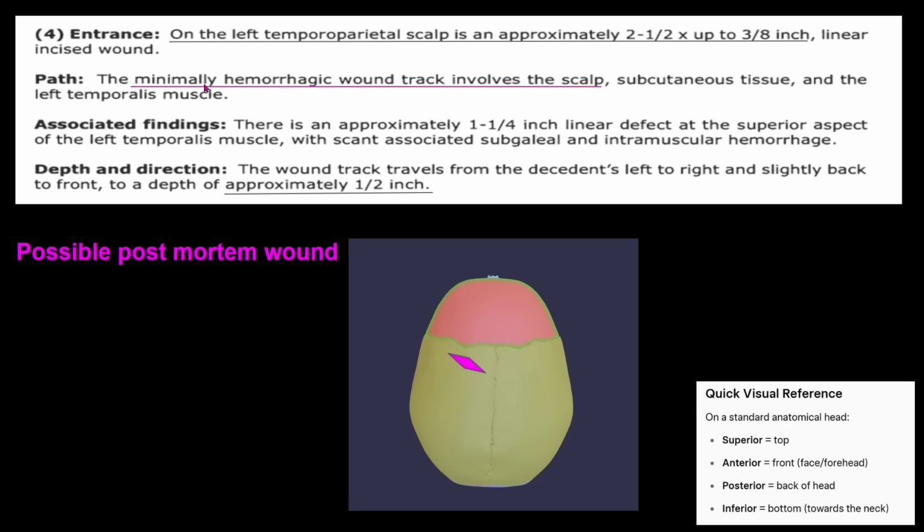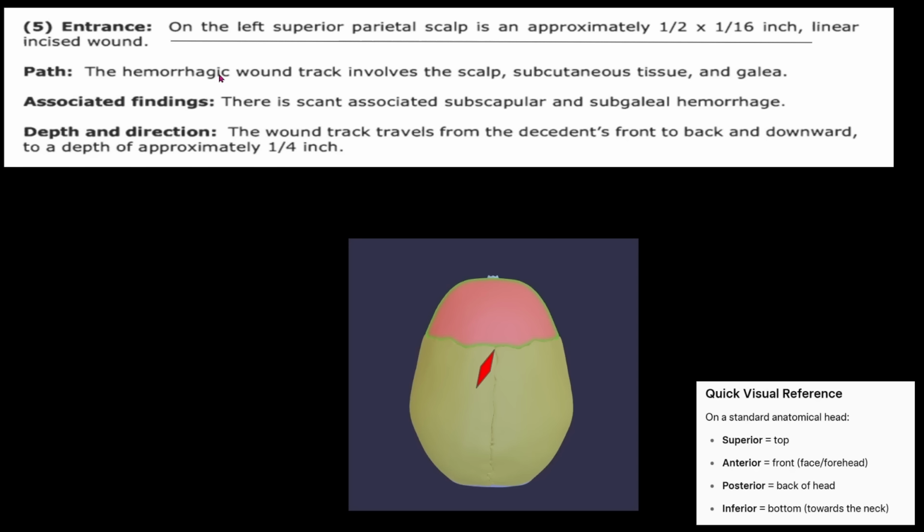As you can see, the minimally hemorrhagic wound track, when it says minimally hemorrhagic, it means it really didn't bleed, which means her heart wasn't pumping blood when this wound was made. So there's several wounds on Kaylee that I believe lead us to the conclusion that they were really doing some staging with Kaylee. On the left superior parietal scalp is approximately 1/2 inch by 1/16 inch linear incise wound.